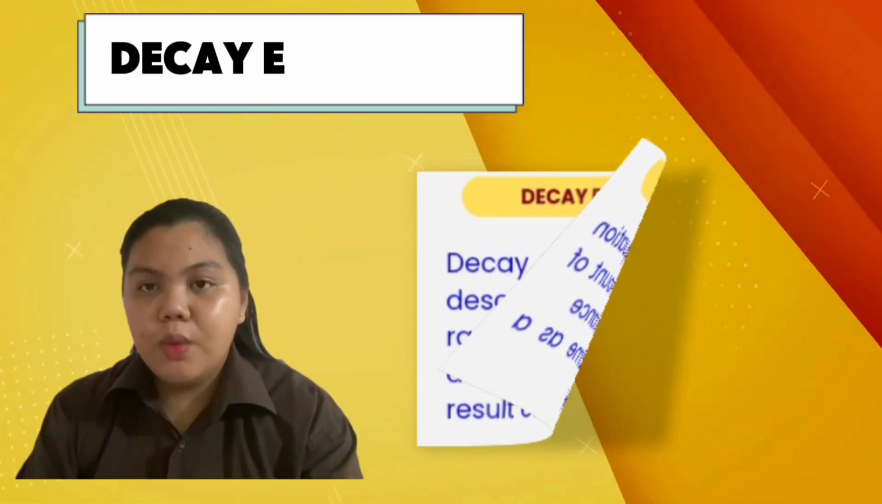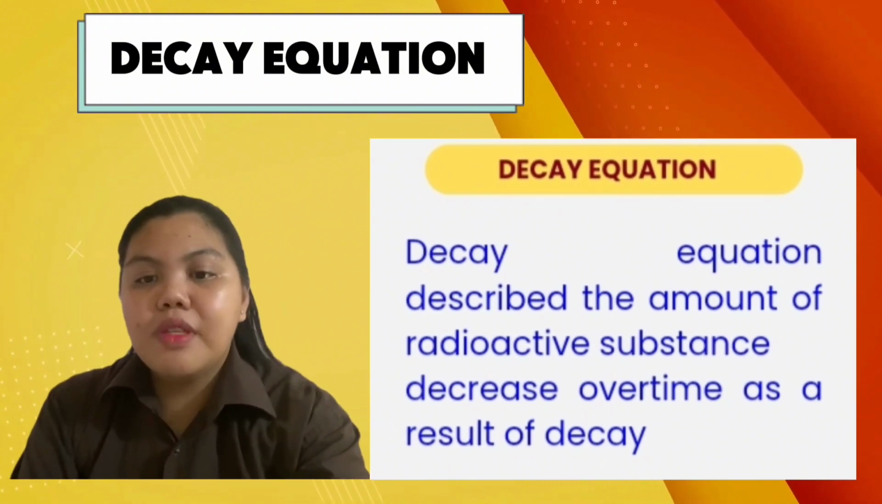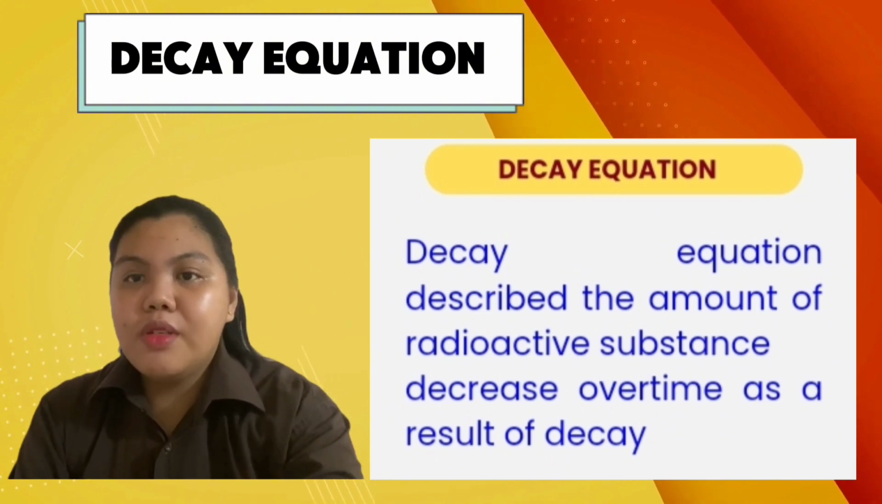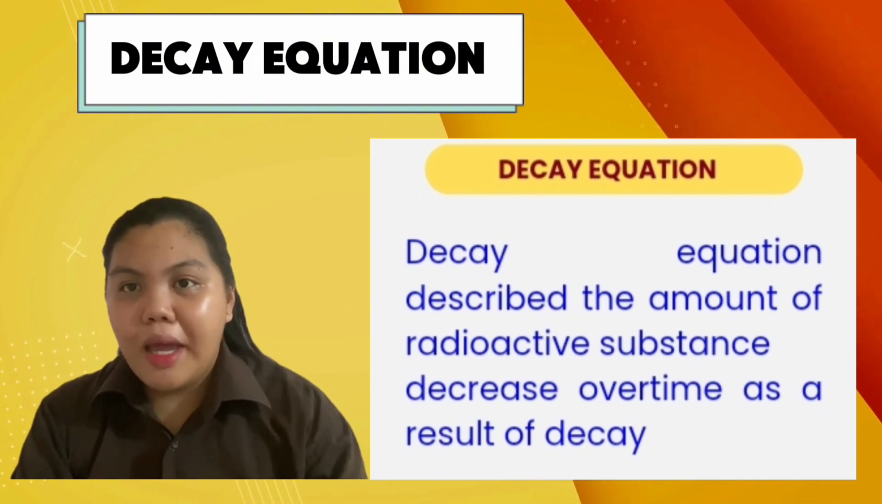Next is the decay equation. The decay equation describes how the amount of radioactive substance decreases over time as a result of decay. Now, let's see how this applies to each type of decay.